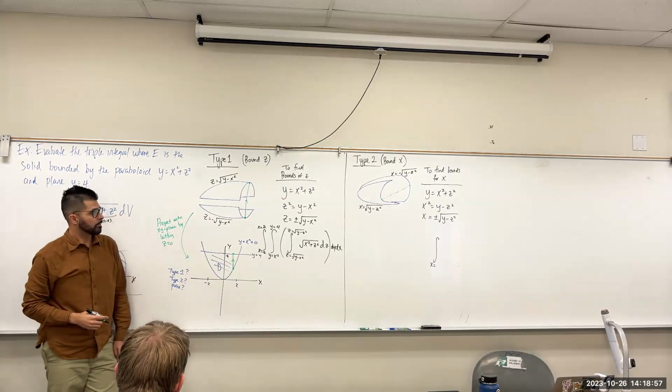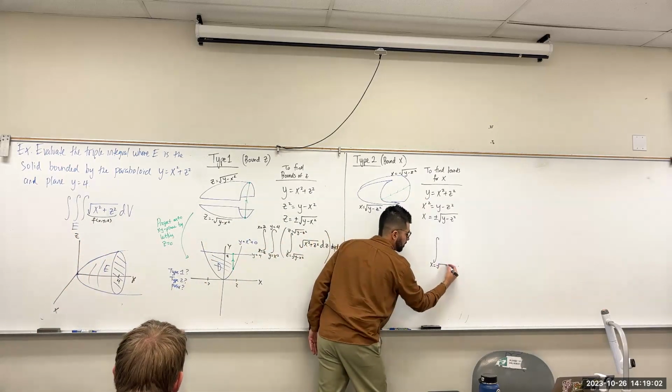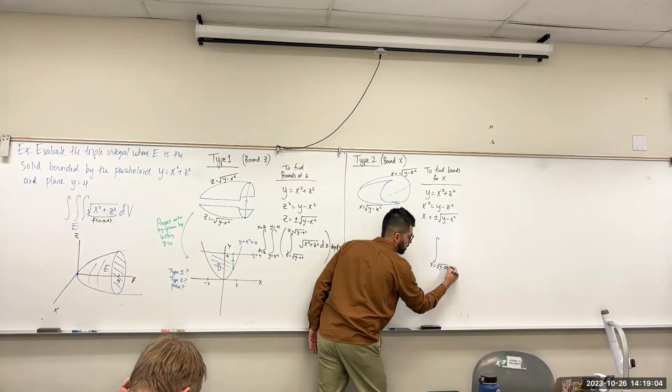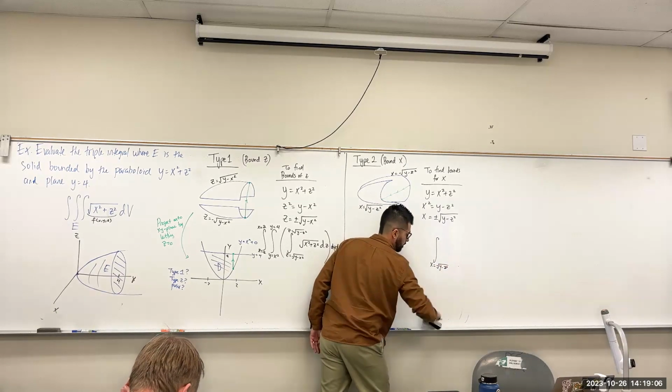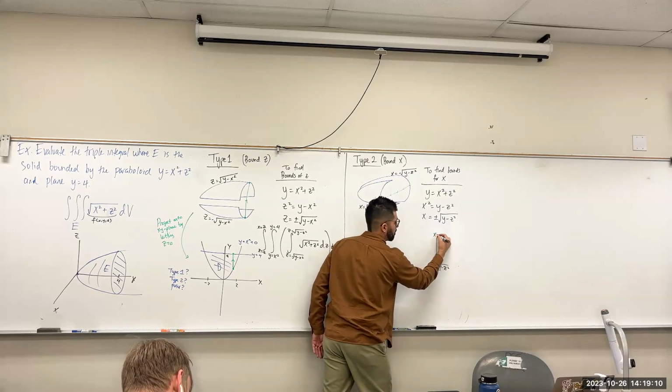Okay. So x is bounded below by the negative square root, and then bounded above by the positive square root.